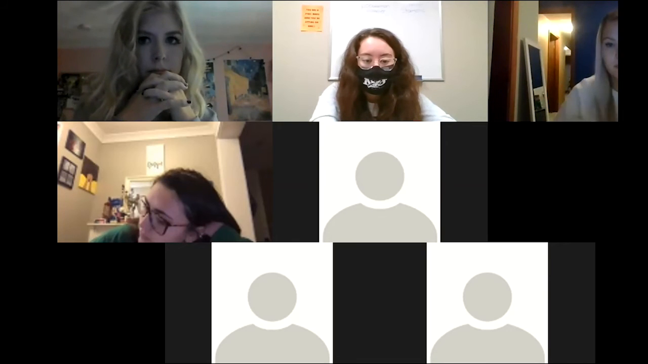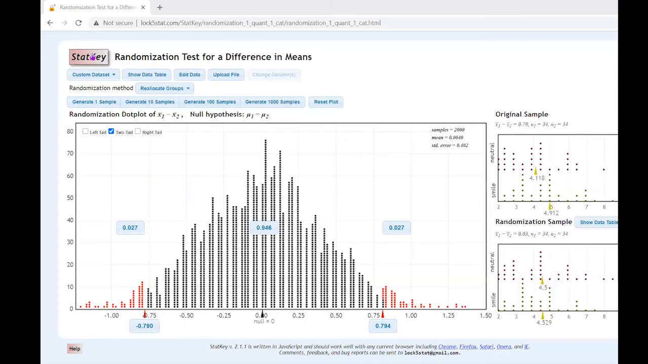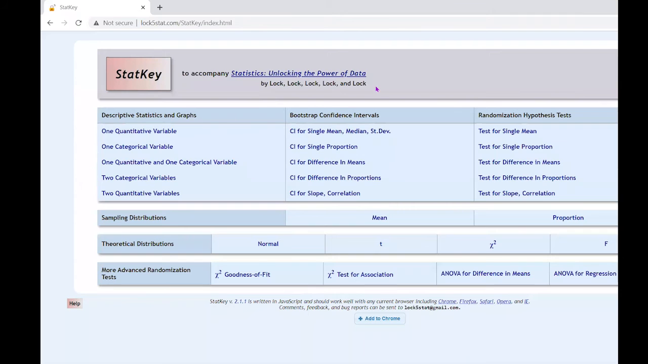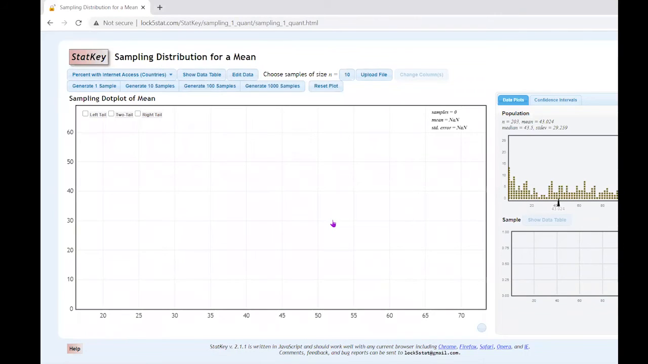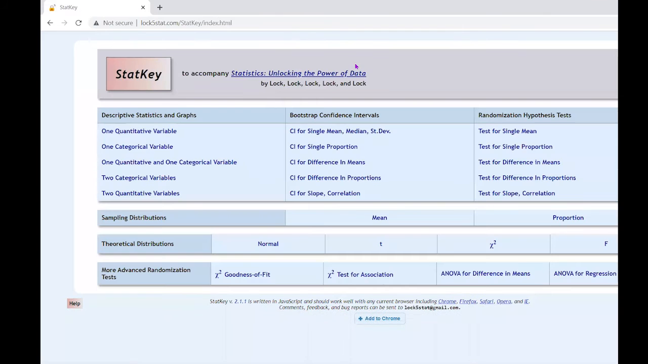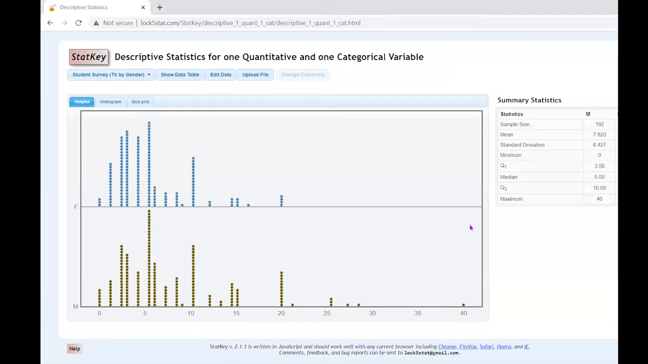So let me show that. So we want to go to the sampling distributions here. We're going to go to mean, or no, wait. Is it there? These. So one quantitative and one categorical variable. Then this is going to give that information that I was just showing you.